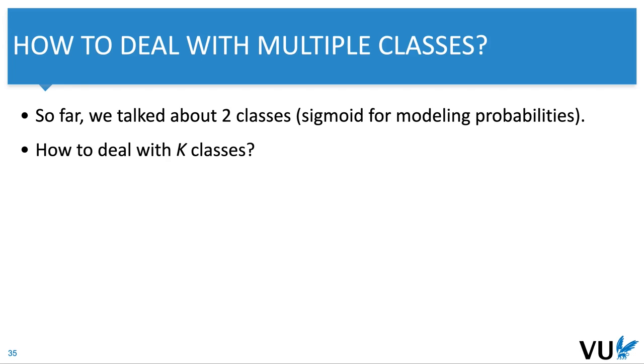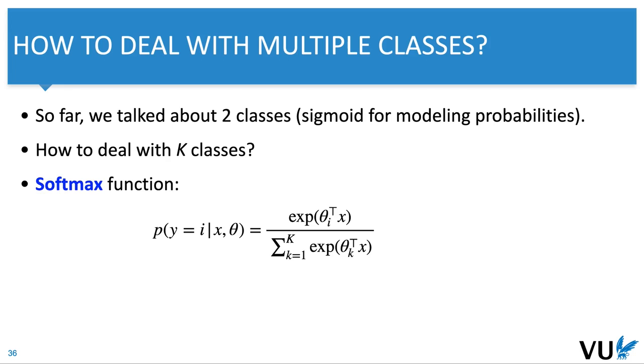So far we talked about 2 classes and used sigmoid. To deal with k classes, we need to use the softmax function. Every single class will have its own set of parameters, and we will just normalize exp of theta_i times x. And of course, the probability distribution that we use is the so-called categorical distribution, a generalization of Bernoulli.